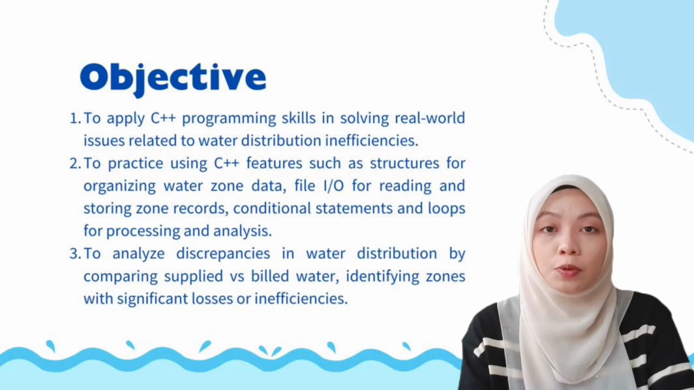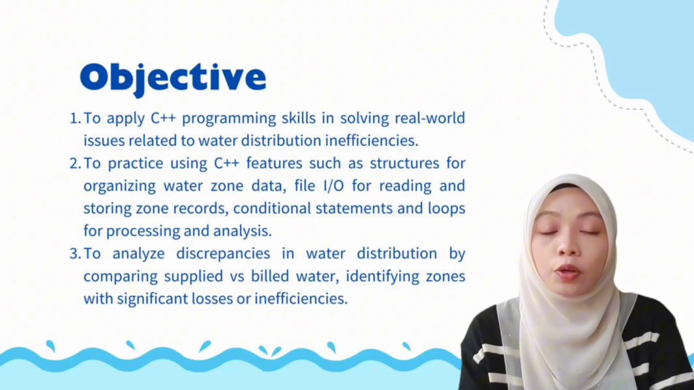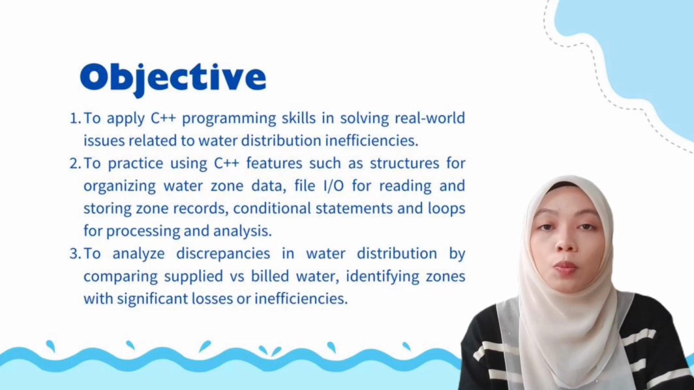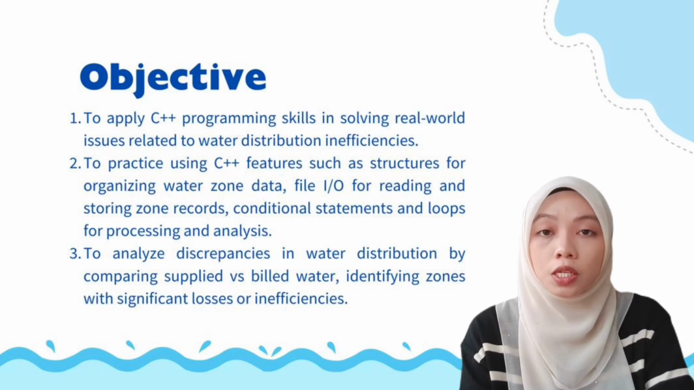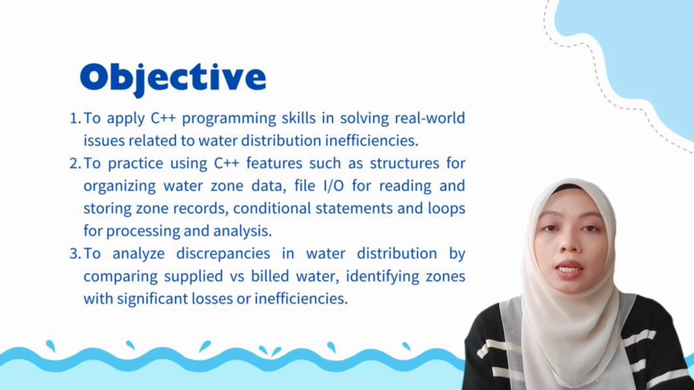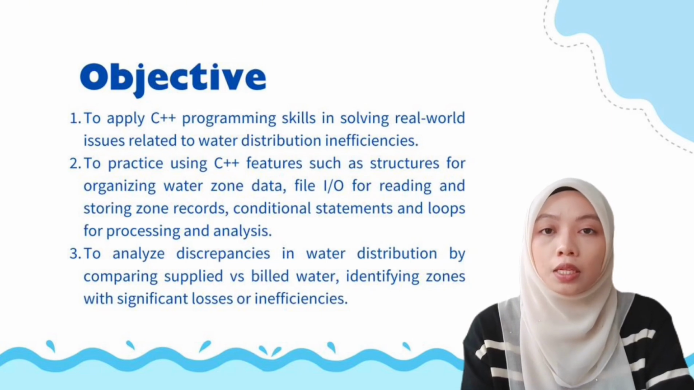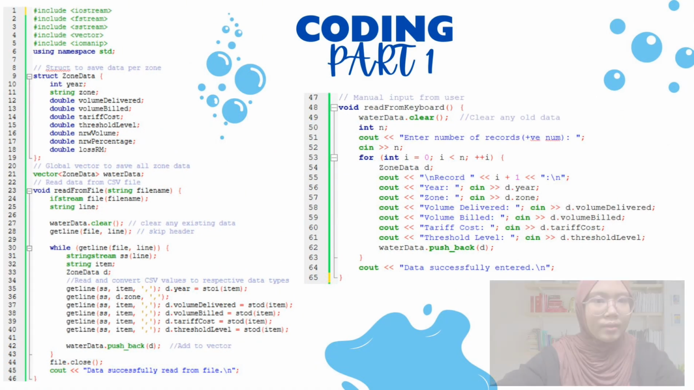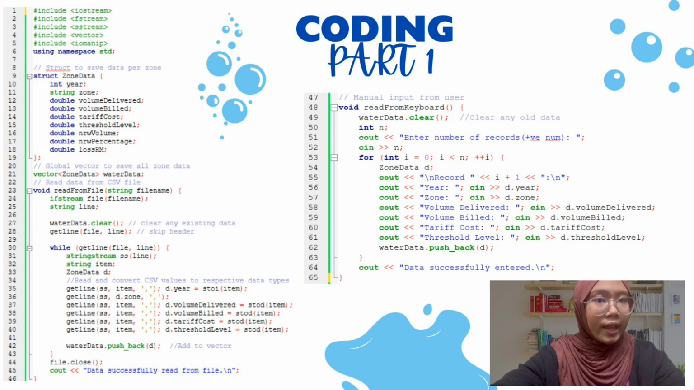The objective of this project is to use C++ programming to solve real-life problems related to water loss. We apply basic C++ features like structures to store zone data, file input and output to read and save records, and use conditions and loops to process and analyze the data. This helps us detect areas where there is a big difference between water supply and billing, showing zones with high water loss. First, we include some important libraries.